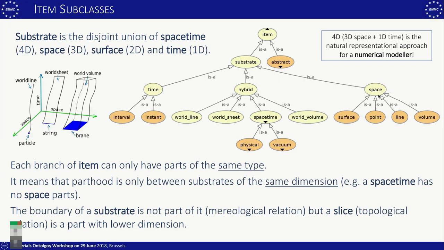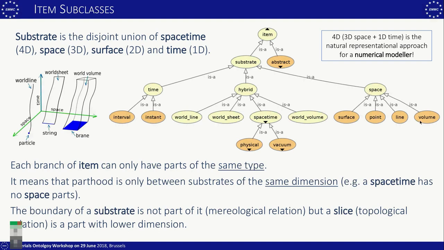Space is another type of substrate which does not unfold in time, and time is another substrate that does not unfold in space. And each type of substrate has its own particular subset. We are interested mostly in hybrid because it is the place in which we live.